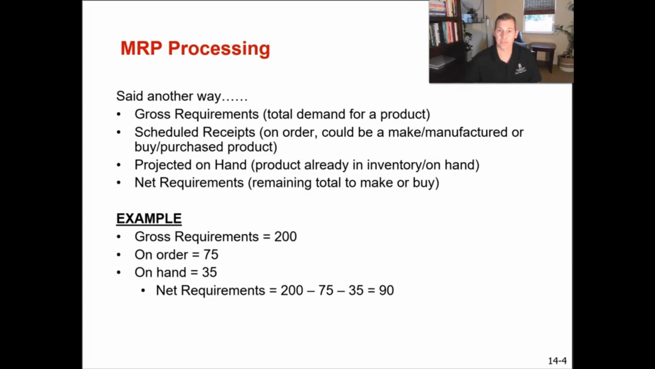Your on order is 75. Your on hand is 35. So therefore your net requirements equal your gross requirements of 200 minus your on order of 75 minus your on hand of 35 gives you a grand total of 90. That is your net requirements.